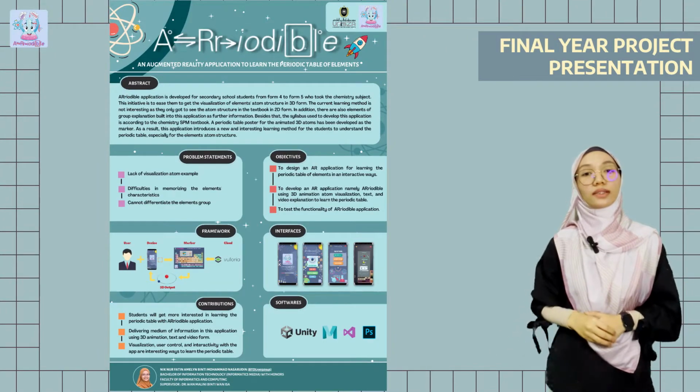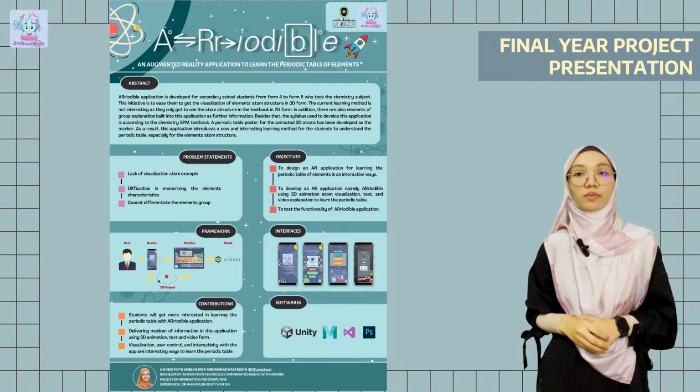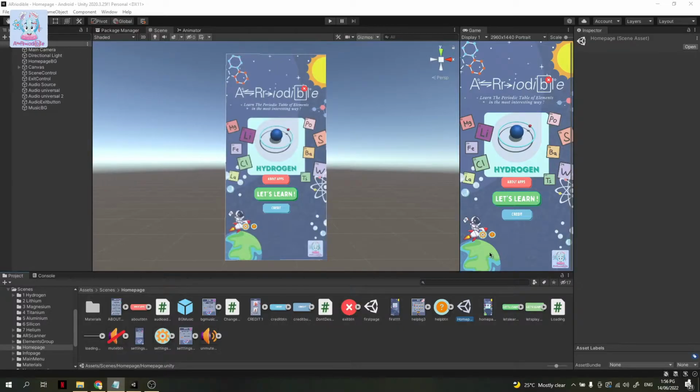Next, we will see the development process in Unity and also the demonstration of ARriodible application. Firstly, when user enter the application, user will see the home page. In this scene, there are buttons that functioning differently. This is the exit button. When user click it, the application will be closed.